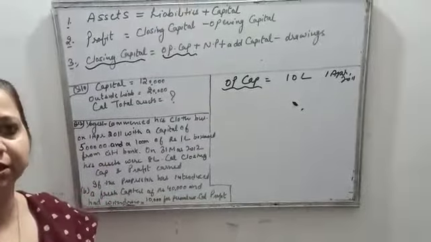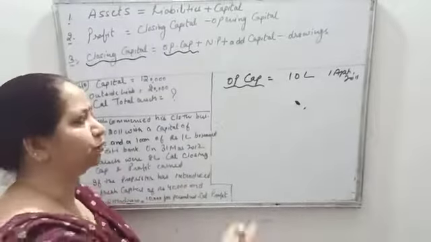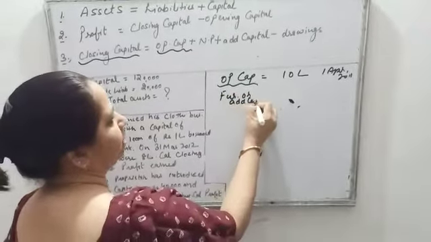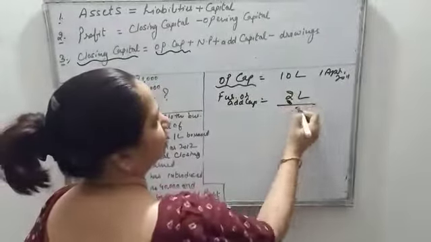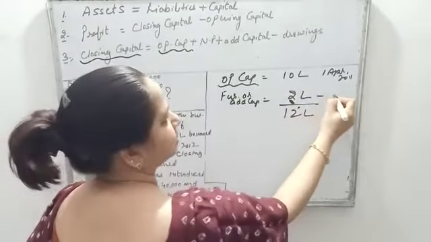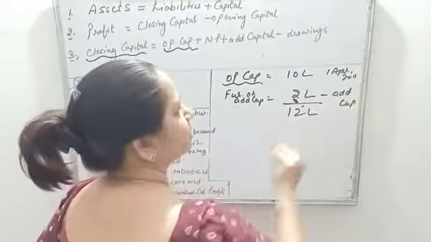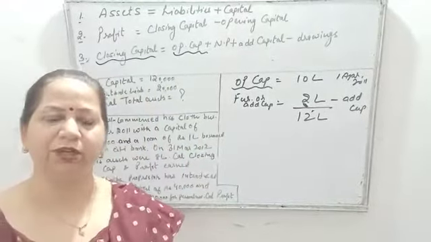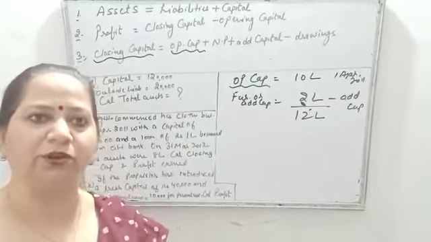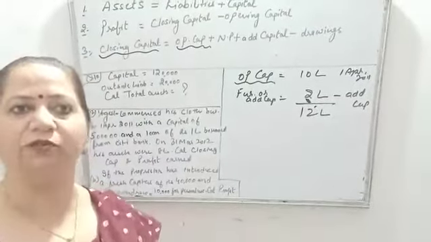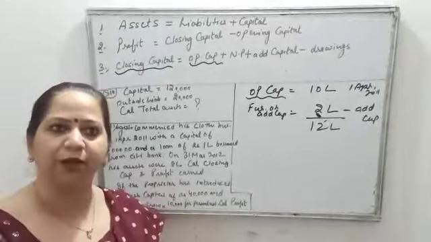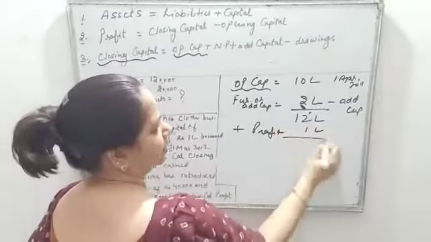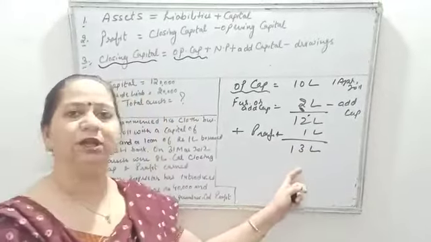Now during the year, he has further introduced rupees 2 lakh, further or additional capital. So what will be the total capital? 12 lakh. This is the additional capital he has introduced. Now on 31st March, when he settled his account, he got a profit of rupees 1 lakh. So that belongs to the proprietor, so it will be added up here. Profit 1 lakh. It comes to 13 lakh.